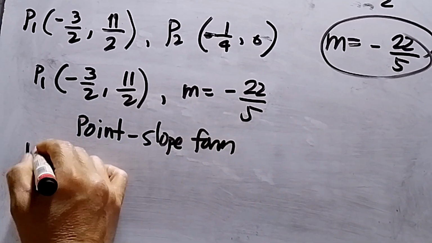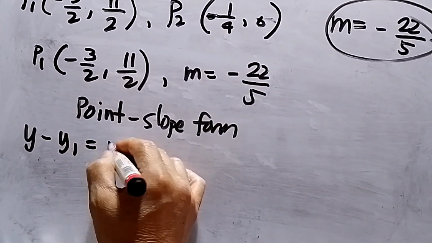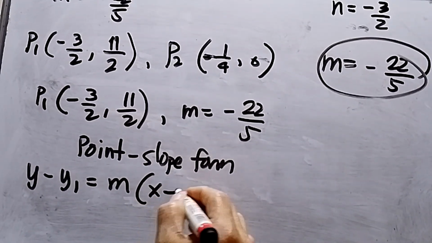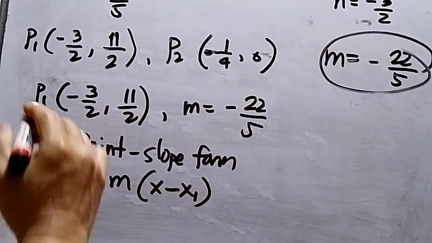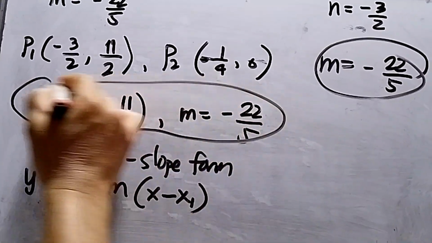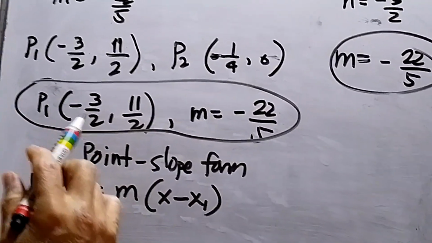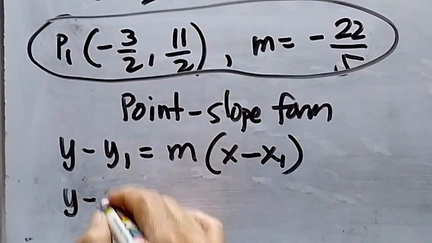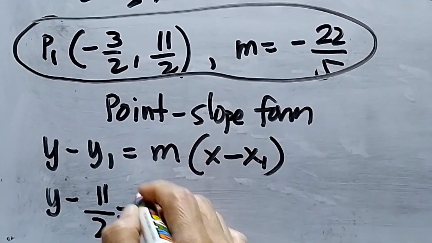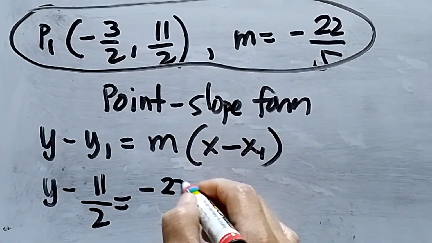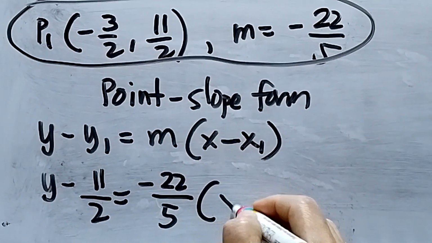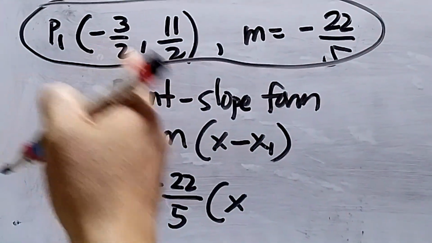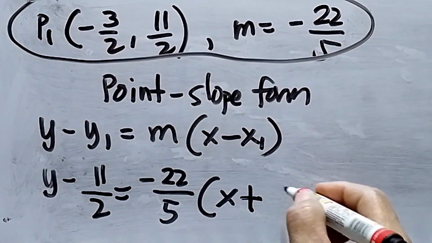So what's the formula? y minus y1 equals m times (x minus x1). By using this one, take note, this is x1, y1. So y minus 11 over 2 is equal to the slope, which is negative 22 over 5, times x minus negative 3 over 2. Negative, negative, that will be positive 3 over 2.